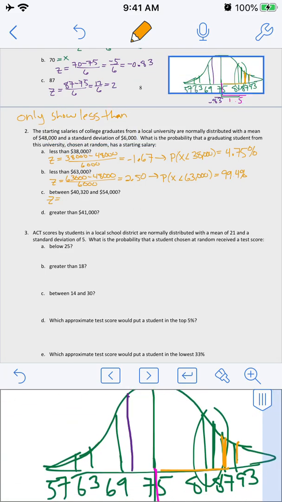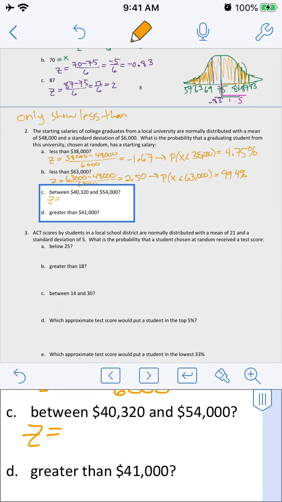So if I'm looking at that negative 0.83, this is what the z-table is showing me. If I'm looking at that positive 1.5, this is what the z-table is showing me. I am going to have to make small calculations to get which sections I want. Z-scores only show less than. So how does that help us with this between problem?